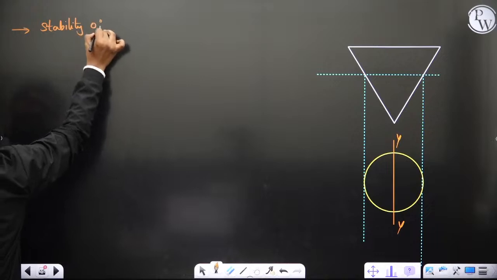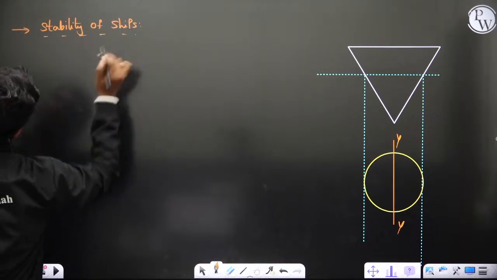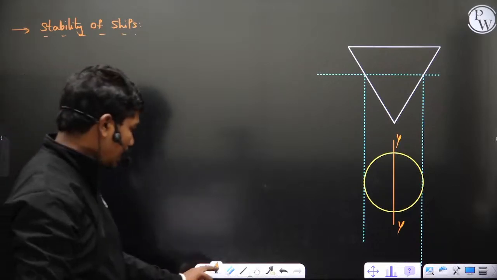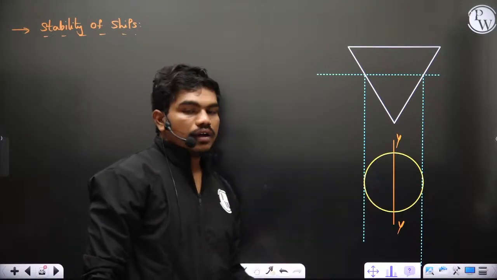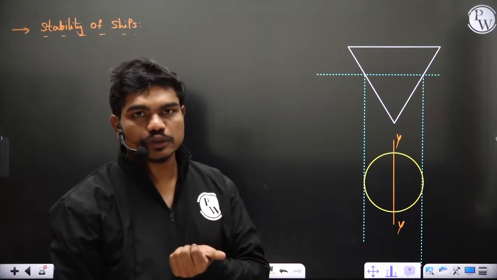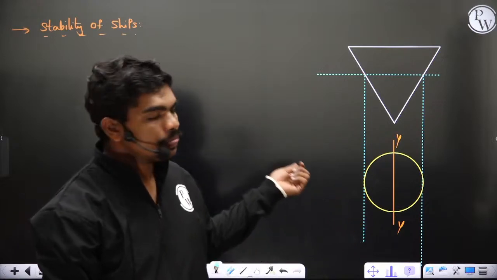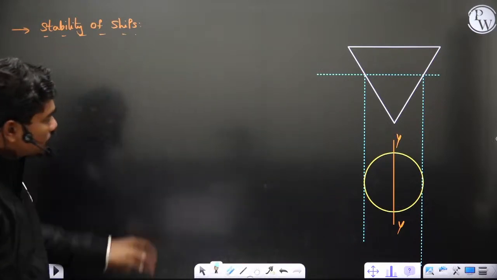Stability of ships. I'm not doing the derivation again. I think this document was already uploaded in the Telegram group with the name stability of ships. Around 2-3 months back I uploaded it, so you can see it there.